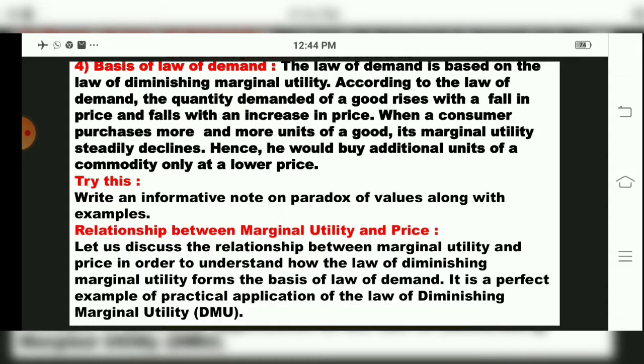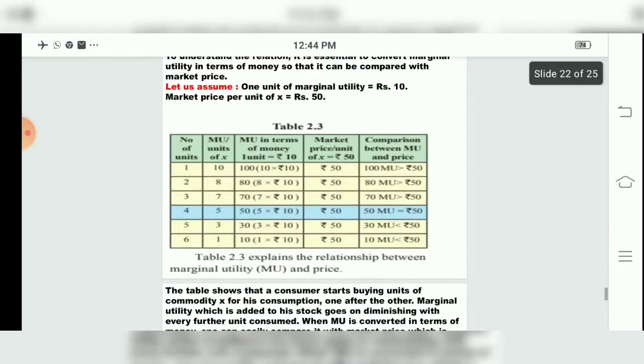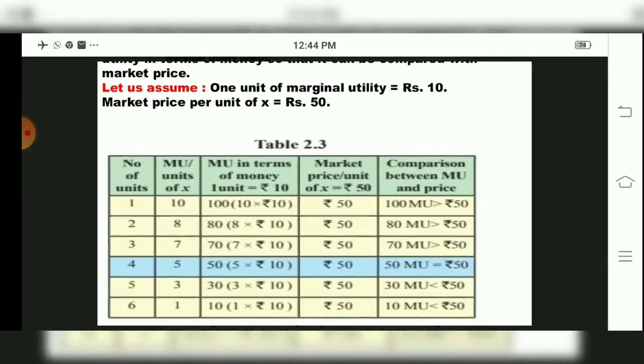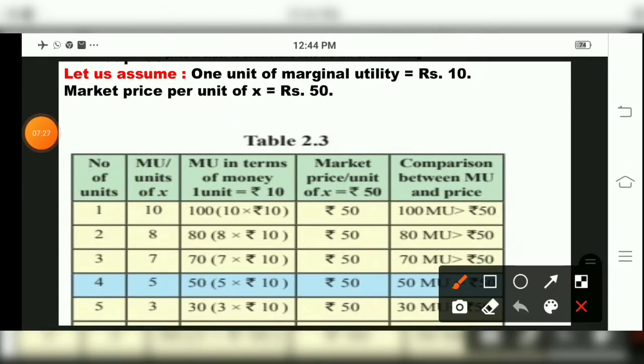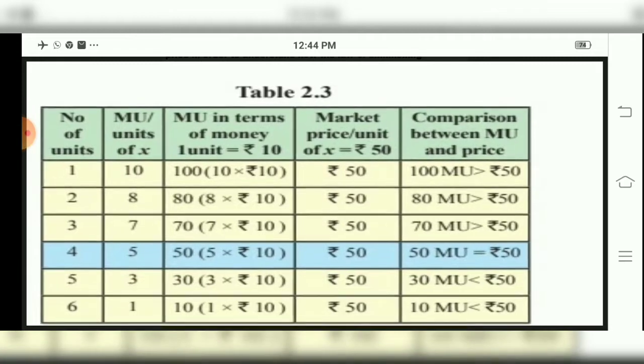By the following table, the relationship between marginal utility and price has been explained, children. So we'll start from this table. Just observe the table and listen to the audio carefully. If you can see the table properly, I'll just zoom it.